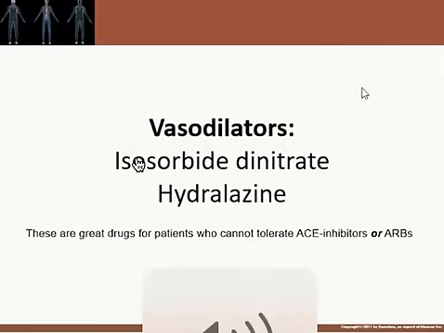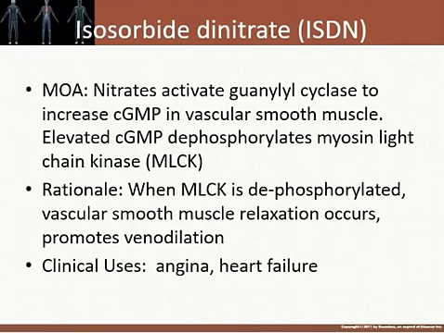Next category of drugs include the traditional drugs that you would think of in terms of being able to vasodilate. In this category, we're only looking at two: isosorbide dinitrate and hydralazine. And so these are, as the text points out, great drugs for patients who cannot tolerate either ACE inhibitors or ARBs for a variety of reasons.